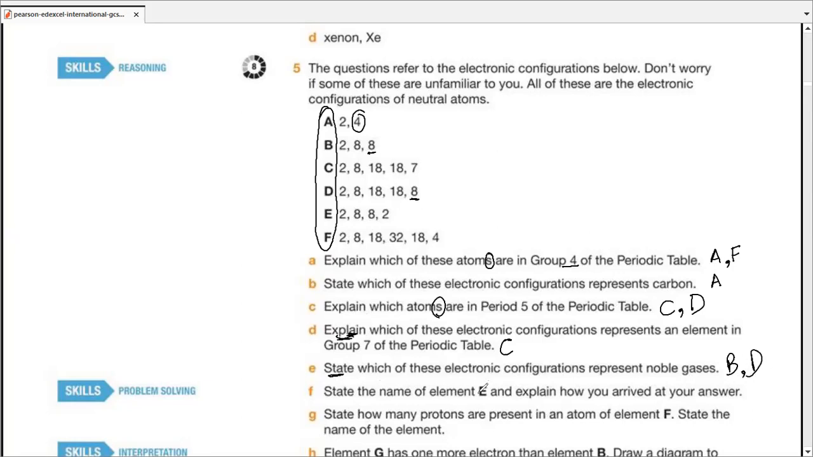F part. State the name of element E and explain how you arrived at your answer. Now, for this specific question, you'll need the help of the periodic table. So take all the help that you need from the periodic table, and then state the name of the element. It's Ca. That's the symbol, that's not the name. You're not gonna get marks that way. They're asking for the name. Calcium. Calcium, very good.